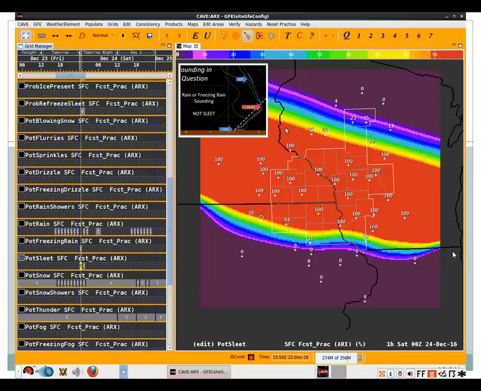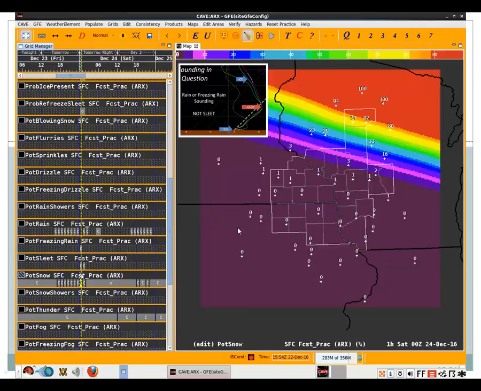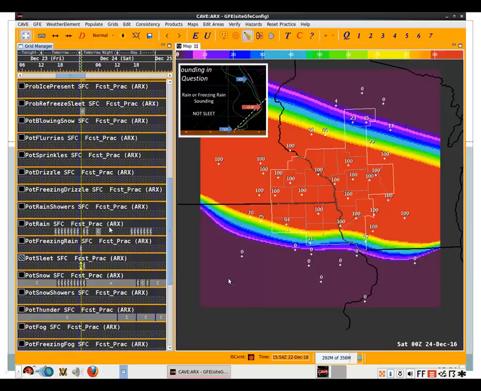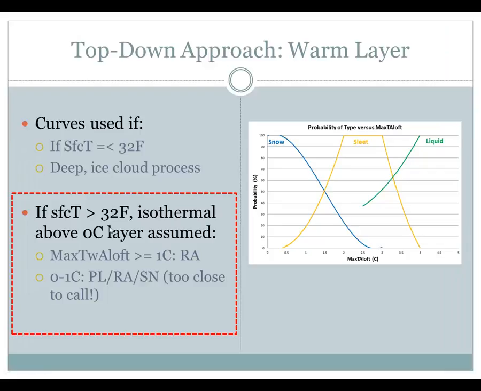Okay, so in this scenario here, what you'd want to do is warm this entire area through the middle portion of the forecast area to above 4 degrees Celsius to get sleet in this forecast. So that's how you migrate a forecast in these isothermal warm layer situations that are near freezing near the surface. Remember, these curves are kicked into action in the code when the surface temperature is less than or equal to 32. There's also the scenario where the temperature is greater than 32, so let's run through that one.